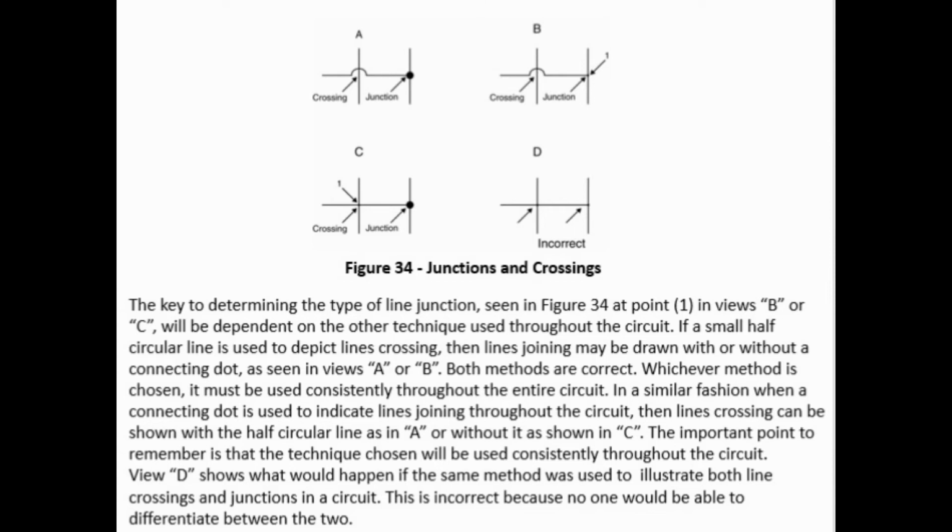In a similar fashion, when a connecting dot is used to indicate lines joining throughout the circuit, then lines crossing can be shown with a half-circular line as in A or without it as shown in C. The important point to remember is that the technique chosen will be used consistently throughout the circuit. View D shows what would happen if the same method was used to illustrate both line crossings and junctions in a circuit. This is incorrect because no one would be able to differentiate between the two.